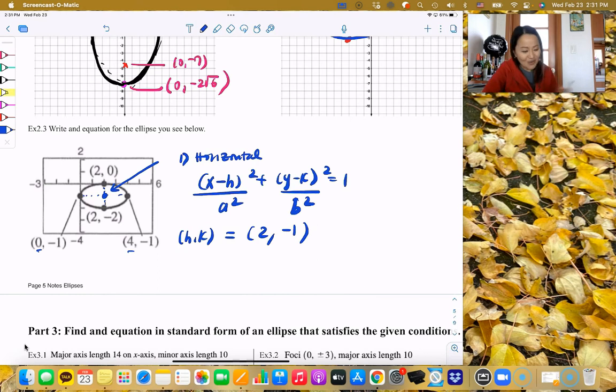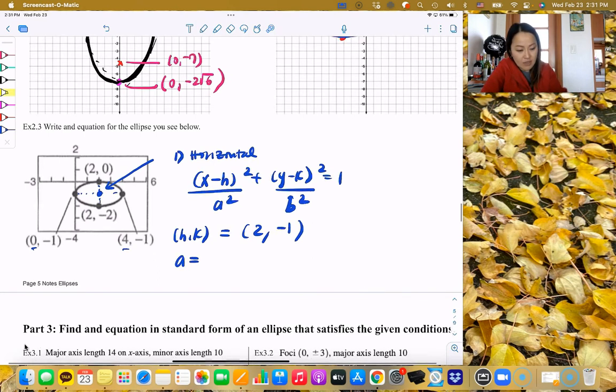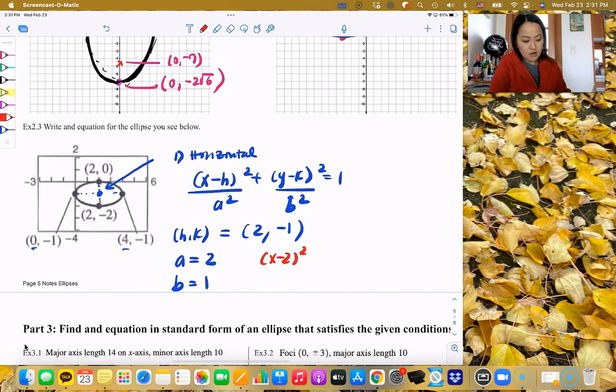We're almost done. What's our A? Our A is, watch. How did it go from here to here? How much did it go from here to here? So again, 4, that means it's 2. What's our B? How much did it go from here to here? Well, this guy is -2. This guy is 0. Wait a second. Oh, this guy is -2. This guy is 2, -1. This guy is 1. This guy is 1. So that means it's going to be 1. All right, let's put it all together. You got it. X minus 2 squared plus y plus 1 squared equals 1.